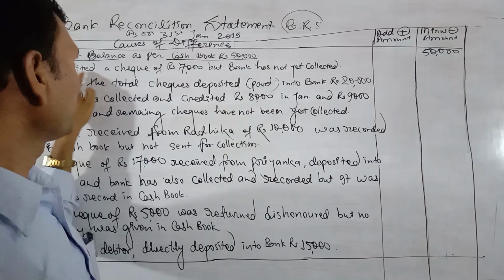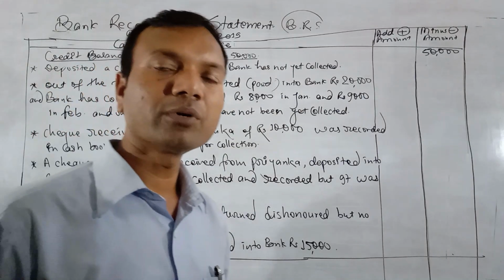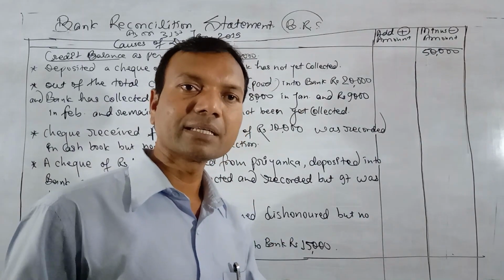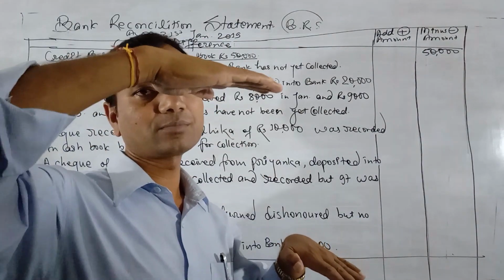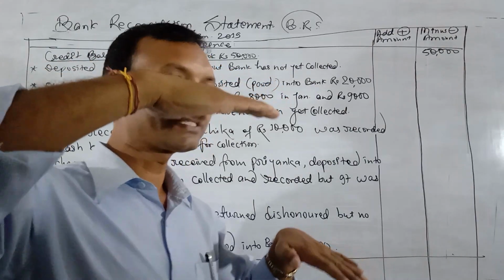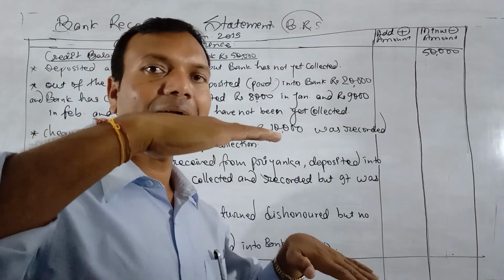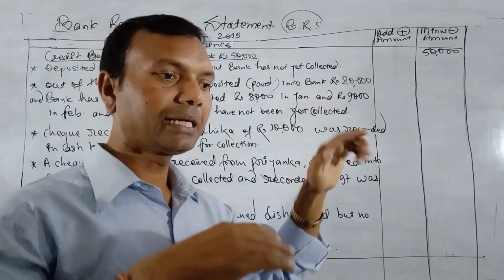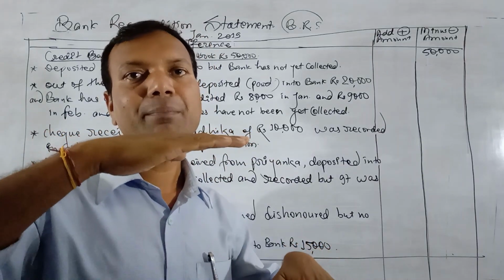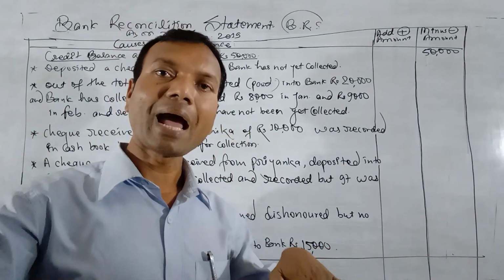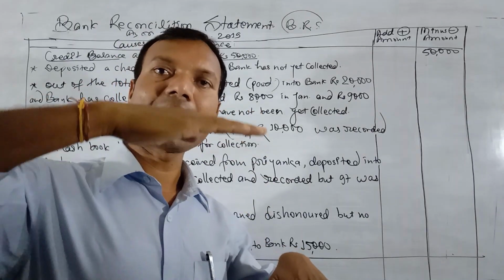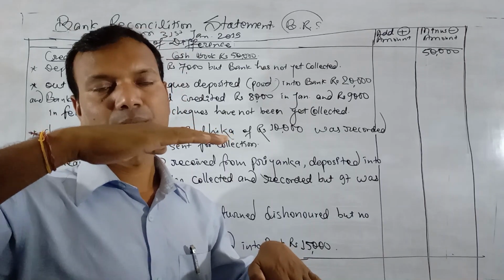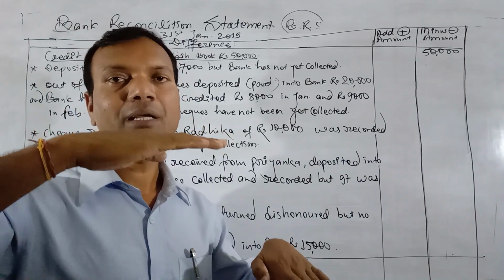First one, deposited check. Whenever you deposit a check, simply think what happens to your cash book. Whenever you deposit a check, it generally increases the balance of the cash book. Is it okay? Now think whether bank has collected and credited or not. Think here. Bank has not collected. It means bank balance remains constant, whereas we have increased our cash balance. Both balances should be made equal.